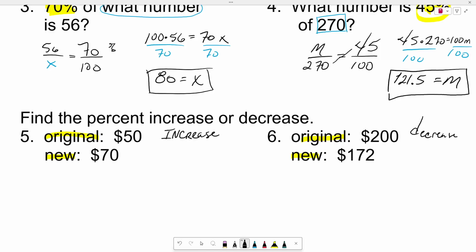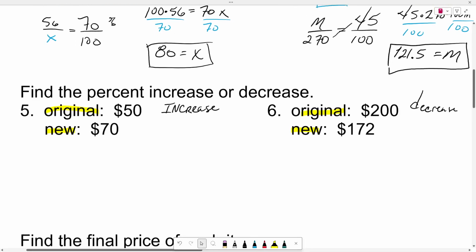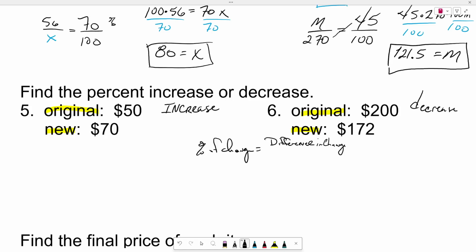It doesn't matter if you're doing an increase or a decrease. They both are going to have the same initial thing. We always start with, to find my percent of change, that is equal to the difference in change divided by the original amount. And we take that and we multiply that by 100.